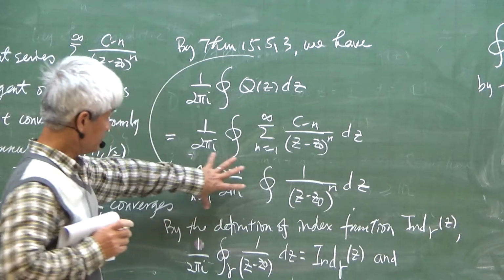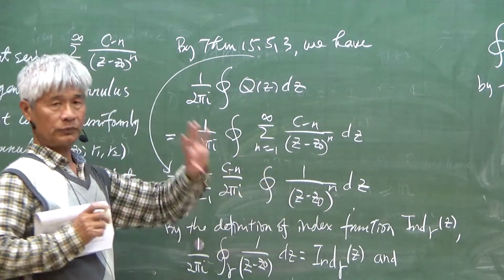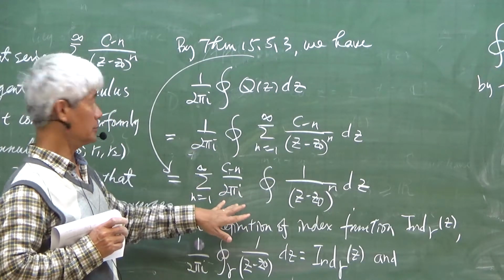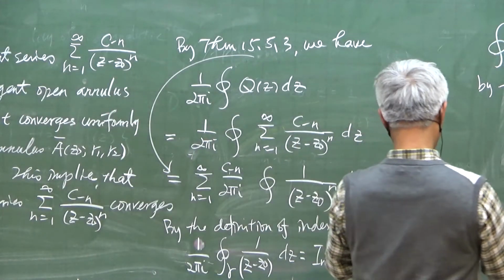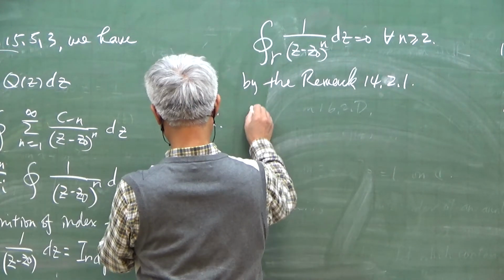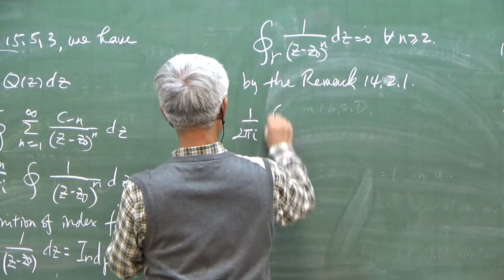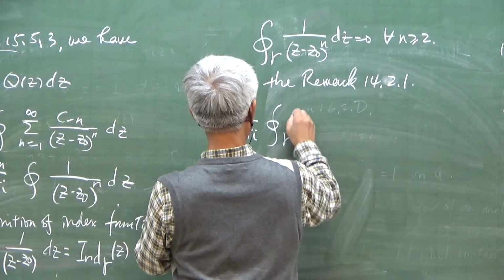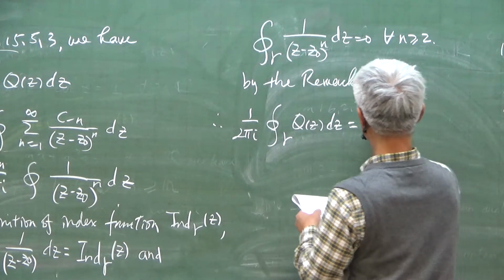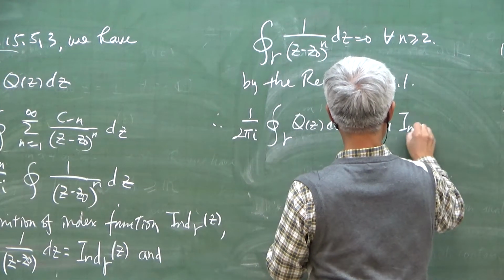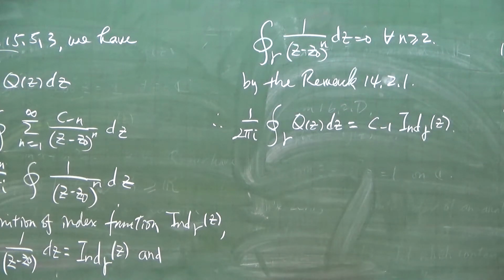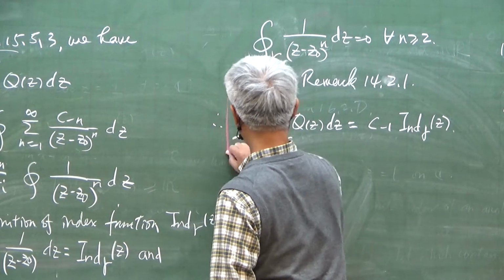So now, in the infinite sum, except for one term, the other terms are 0. The only one term remaining is when n equals 1. So we conclude that 1 over 2 pi i times the line integral of the principal part is equal to c minus 1 times the index of z. So we have this nice formula.